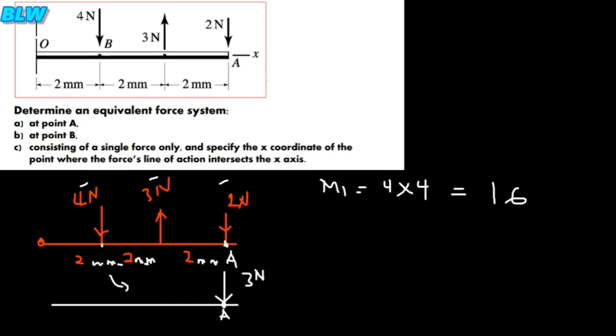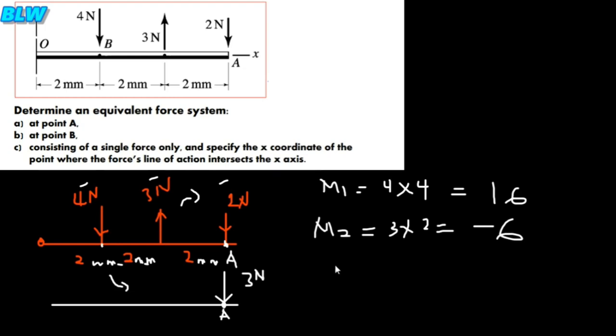Okay, let's find M2. So for M2, the force is pointing upwards, and this is the point here. So this force is moving upwards here. This tells me that it will cause a clockwise rotation, therefore it will be negative. And the distance from point A is 2. So I have 3 times 2, that gives me 6. But since it is in the clockwise direction, it is minus 6.